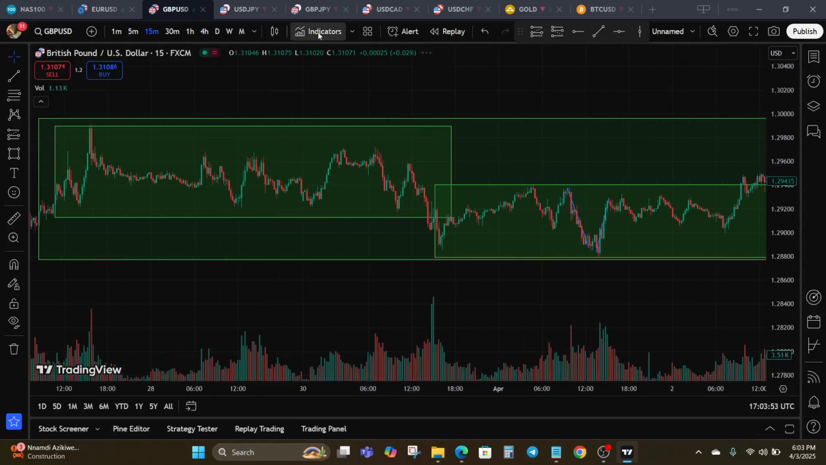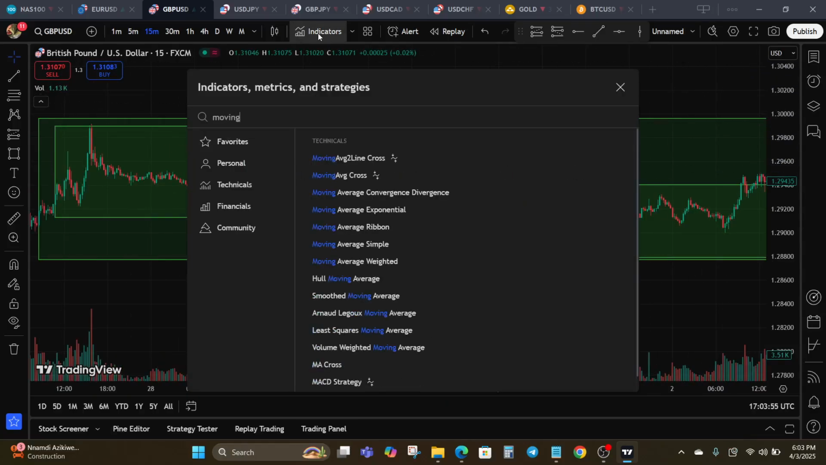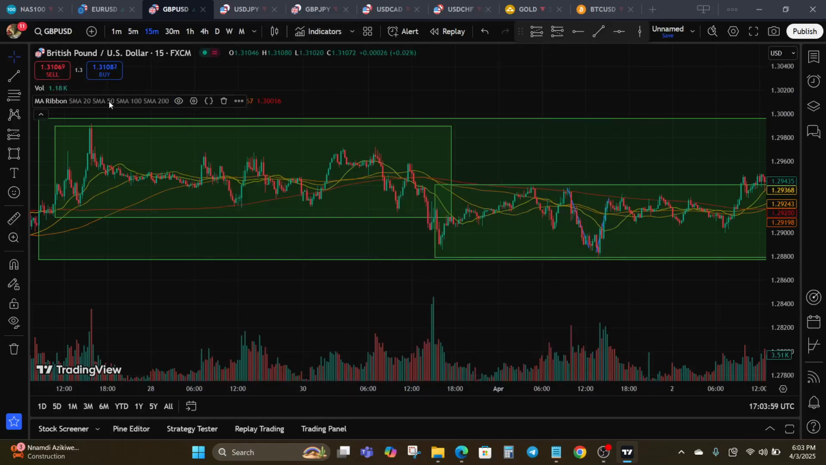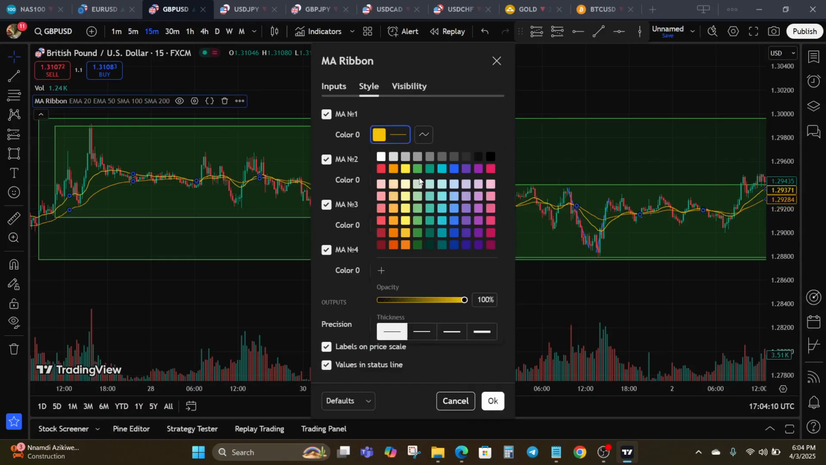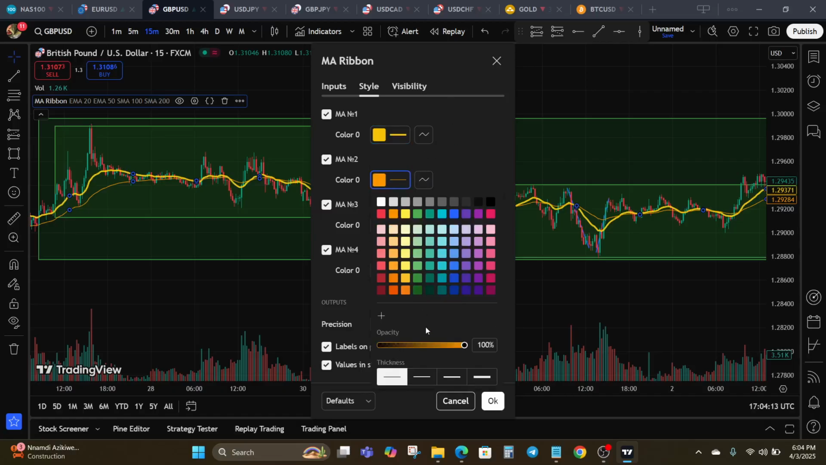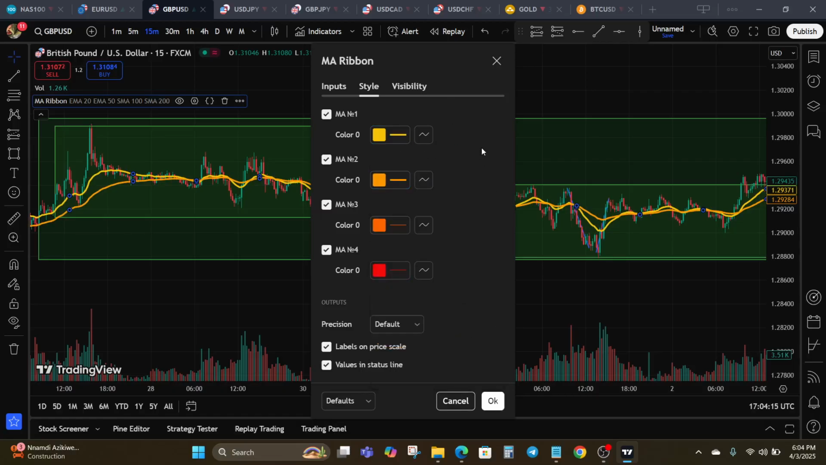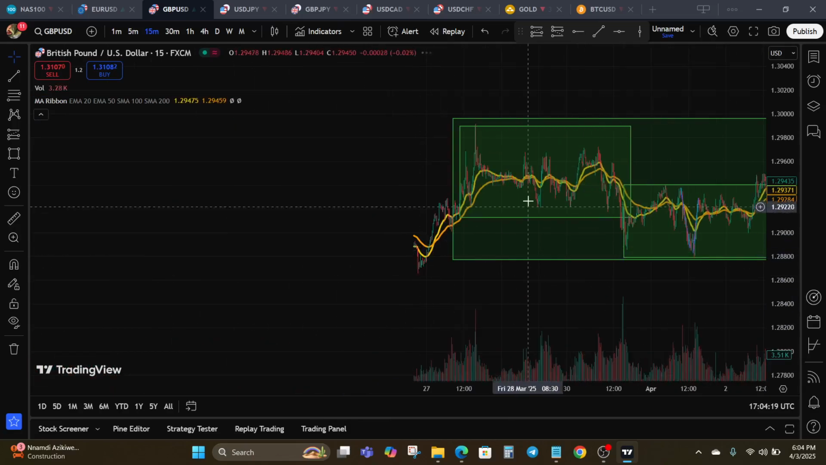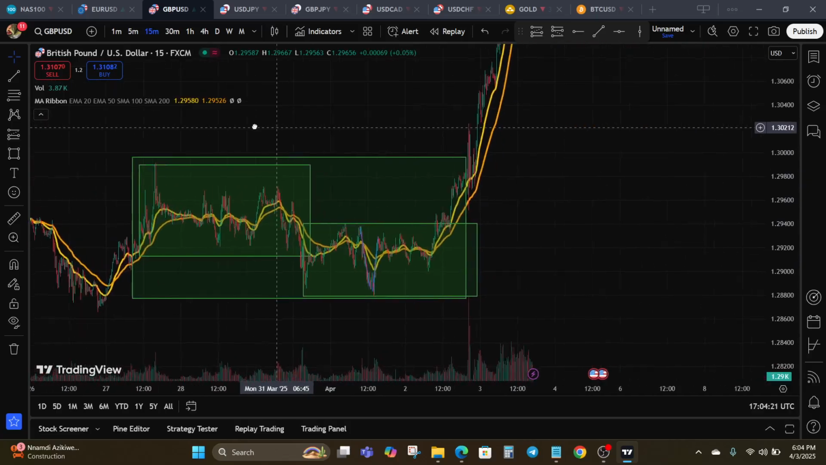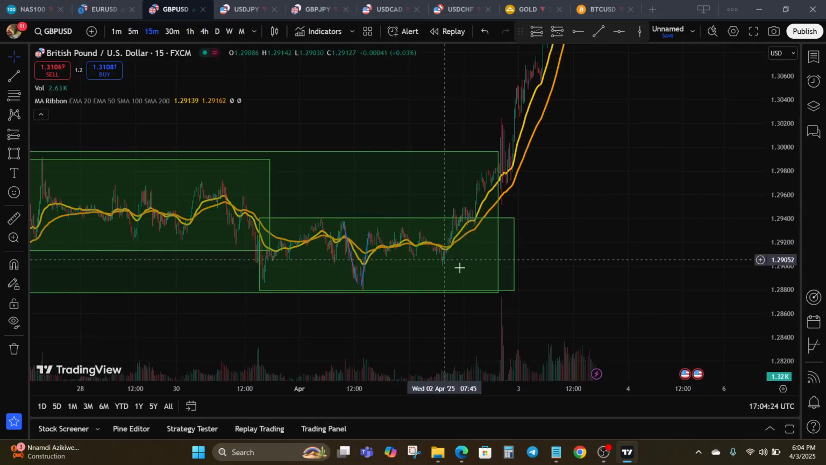The first is the moving average indicator. We're going to be using the 20 period and the 50 period EMAs. So these moving averages can help you identify the overall market trend.